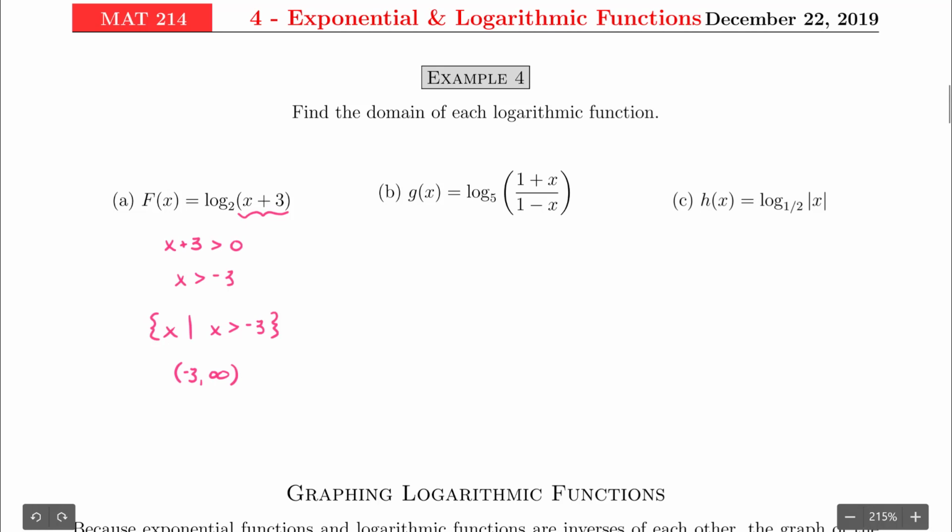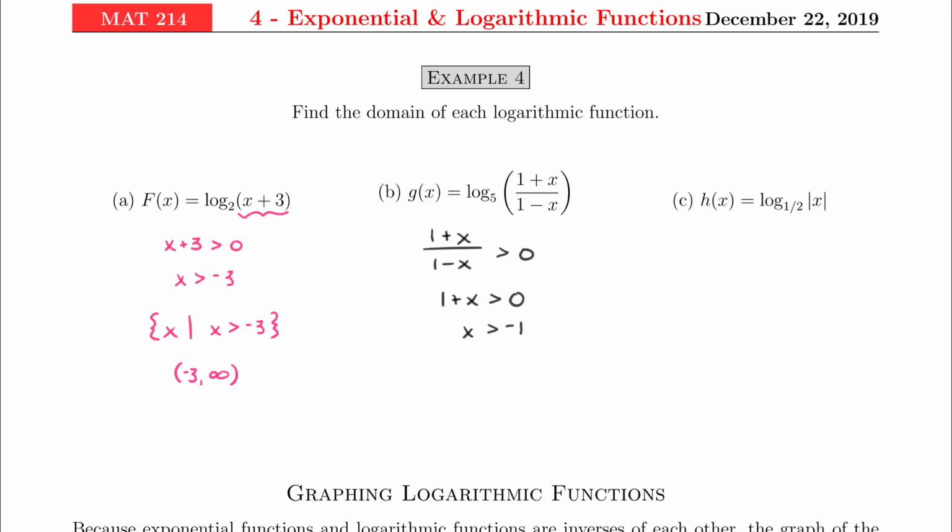For part B, going to be the same process. We're going to take 1 plus x over 1 minus x to be greater than 0. Now, what's different about this one is you have to be careful. If we multiply both sides by 1 minus x, we get 1 plus x is greater than 0. We get x is greater than negative 1.